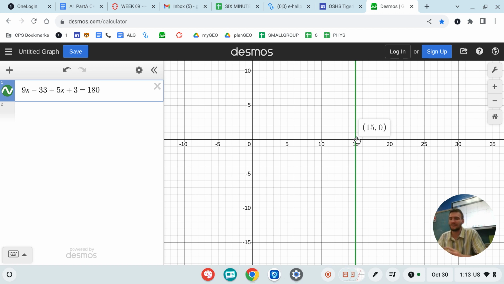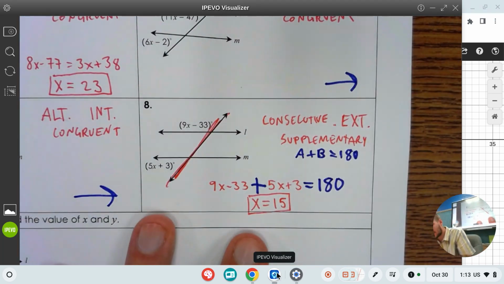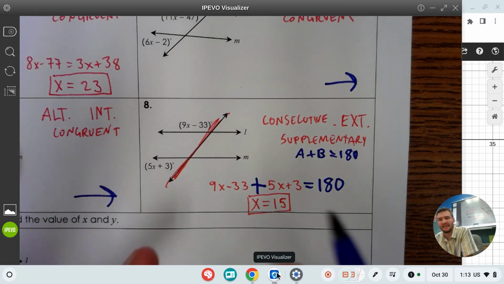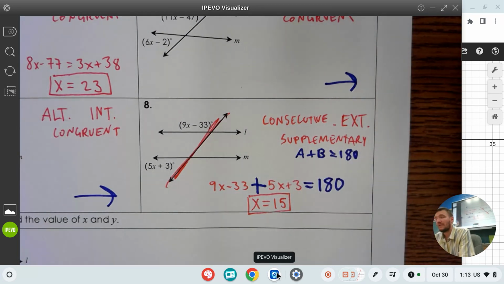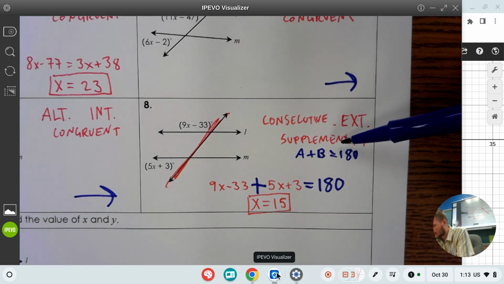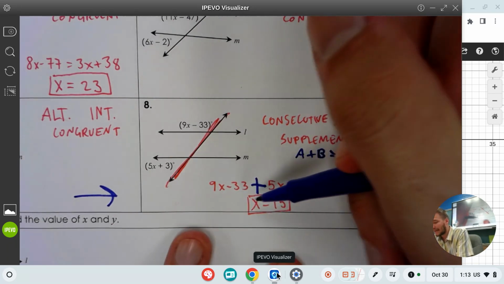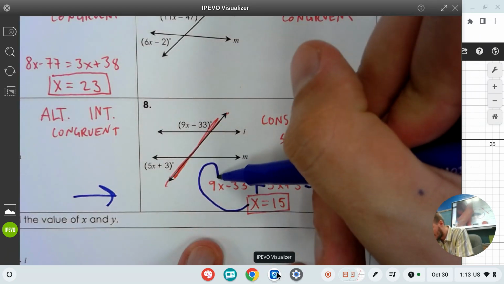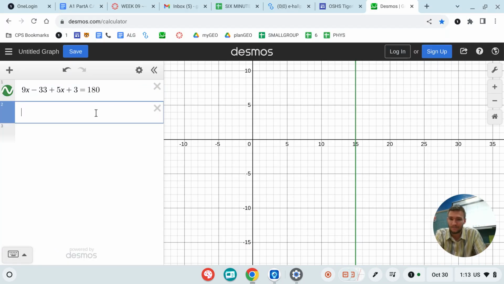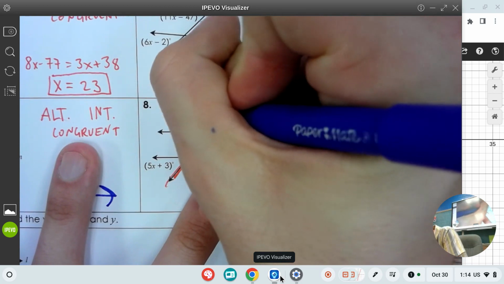And let's just say that this question wanted to find out what is the actual angle measure. Doesn't say find x, it says find the angle measure. We're going to take our 15 and we're going to plug it in. Now this one's a little interesting because they're supplementary. These two angles are two different angles, okay? Supplementary doesn't mean same. Supplementary means they add up to 180. So I'm going to take this 15 and put it in here. 9 times 15 minus 33. That's my 102. So I figured out that this angle was 102.